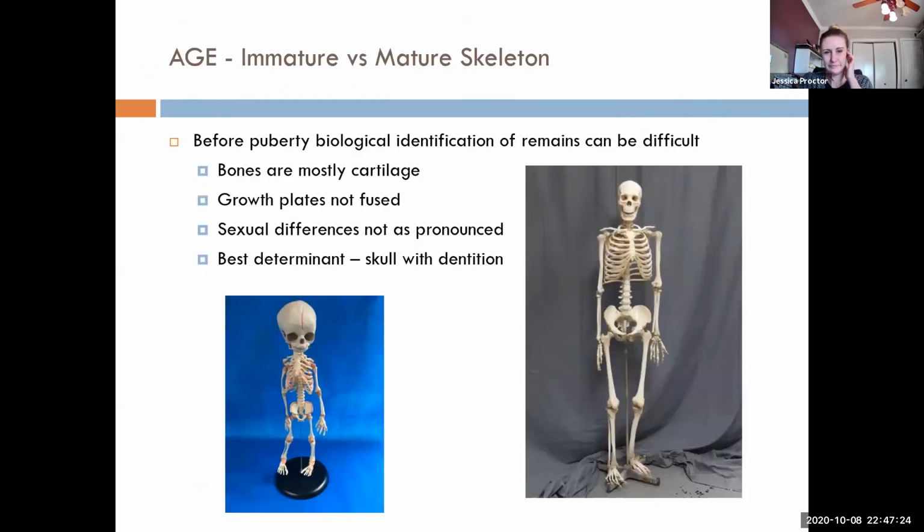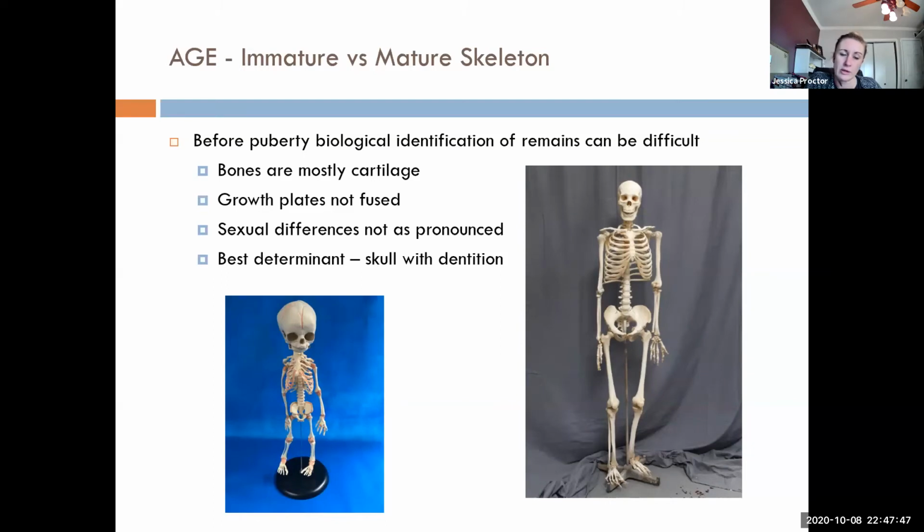All right. So determining age. So immature or juvenile versus a mature or adult skeleton. Before puberty, biological identification of remains can be difficult. If that human has not gone through adolescence, it's going to be really difficult to determine whether it was a boy, a male child, or a female child.